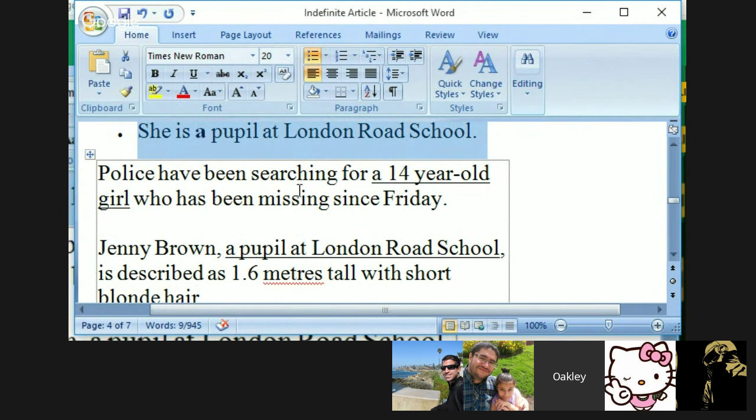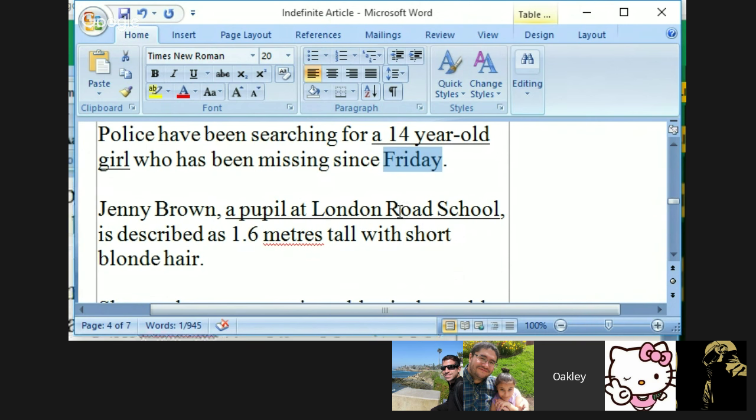Police have been searching for a 14-year-old girl who's been missing since Friday. Notice since Friday, there's no article for Friday. That's because we're not talking about one of a group of Fridays. We're actually talking about, clearly, the last Friday that occurred. So notice no article there. Jenny Brown, a pupil at London Road School. There it is.